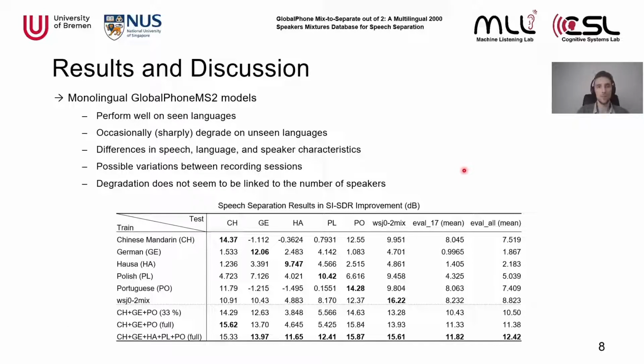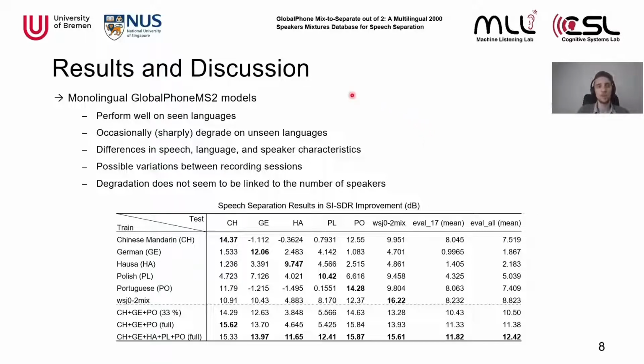We can see that the monolingual GlobalPhone MS2 models perform well on seen languages, but occasionally sharply degrade on unseen languages. Sometimes we encounter a negative SI-SDR improvement. A negative SI-SDR improvement means that the separated signal is worse than the signal before the separation. We mainly attribute this to differences in speech, language, and speaker characteristics.